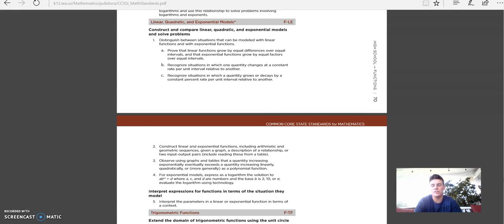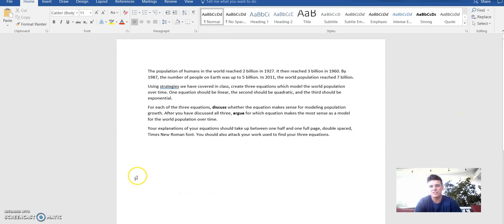So as far as the actual beautiful problem, if I can pull it up here, the problem is this. The population of humans in the world reached 2 billion in 1927. It then reached 3 billion in 1960. By 1987, the number of people on Earth was up to 5 billion. And in 2011, the world population reached 7 billion.